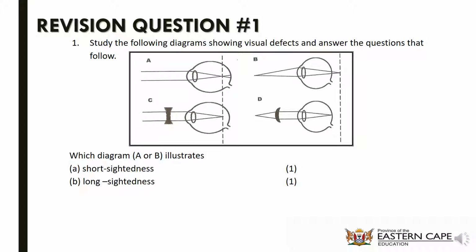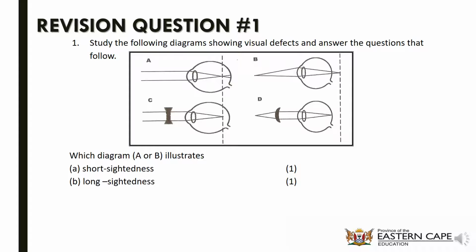What type of lens is this? It is a concave lens that is going to do what? That is diverging the light rays and allowing them to fall within the retina. And then in D, what type of lens are we finding there? We're finding a convex lens that is allowing the light rays to also fall on the retina.